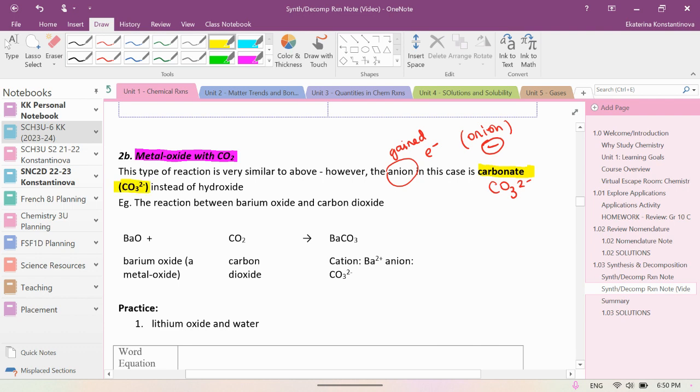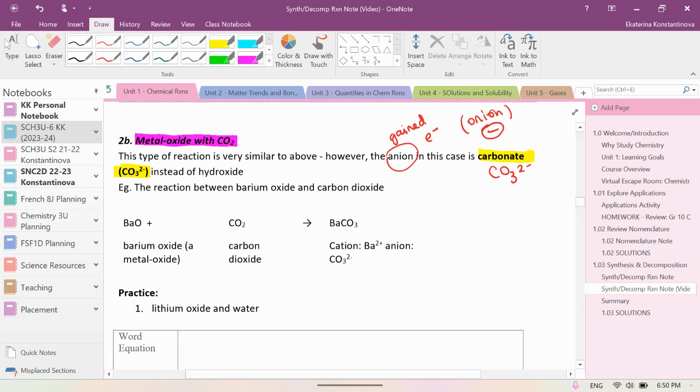For example, the reaction between barium oxide and carbon dioxide: we have barium oxide, which is our metallic oxide, reacting with carbon dioxide to produce barium carbonate. Where did this carbonate come from? Well, 2 oxygens here, 1 oxygen here. There's your 3 oxygens. Where's the carbon from? Right here. So that's where that anion carbonate was formed, and that's why this synthesis reaction is with CO2.